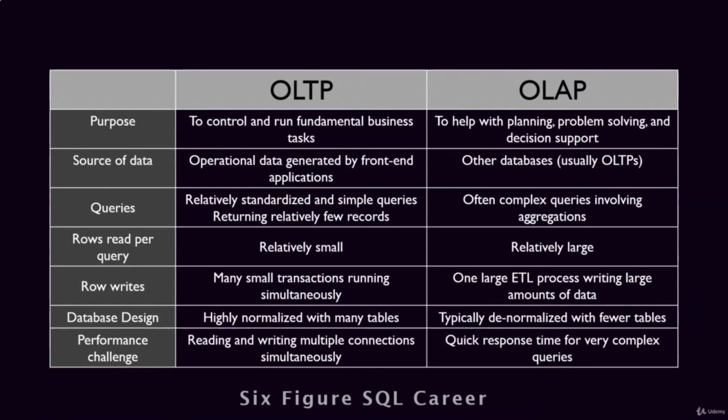The rows read per query for an OLTP are relatively small, and the row writes are also small, but you're going to have a lot of them running simultaneously. In order to meet an OLTP, you have to have a highly normalized design with many tables. We'll talk about normalization later. And the main performance challenge when working with an OLTP is that you're reading and writing with multiple connections simultaneously.